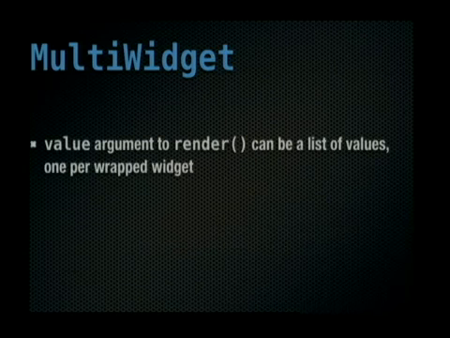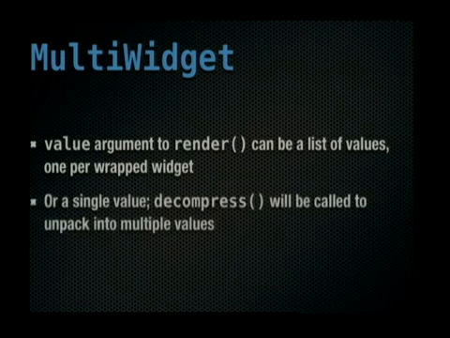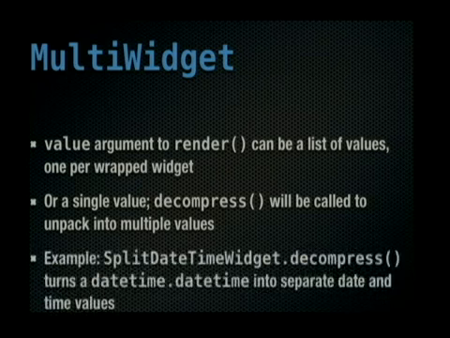Multi-widget, the value argument to its render method is a list of values. It needs one value per wrapped widget. Or you can give it a single value and a method called decompress will be called on that value to unpack it. So say with a datetime widget, you could pass a single datetime instance in there. The decompress method of the datetime multi-widget knows how to split that into the date part and the time part. That's basically the example.